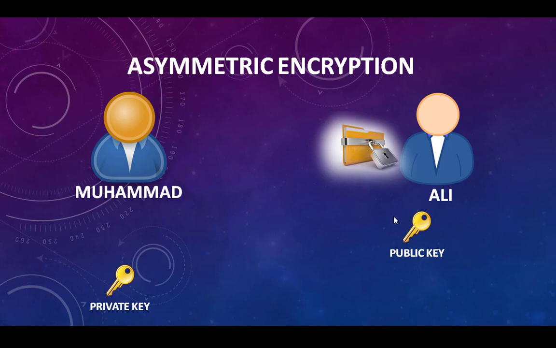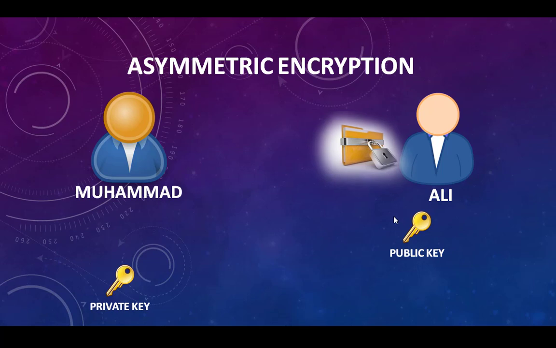So the public key is just for locking the document or locking the information. The public key is just for the encryption. So even Ali can't decrypt or decode the document. Ali cannot access this file once it is encrypted using the public key. I hope you understood that the public key is just for the encryption, so even Ali cannot decrypt it.